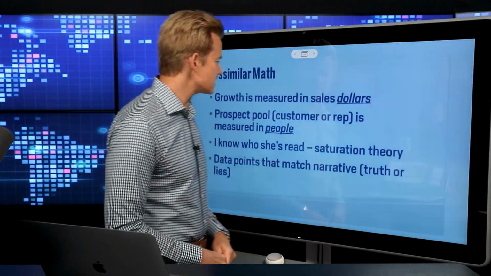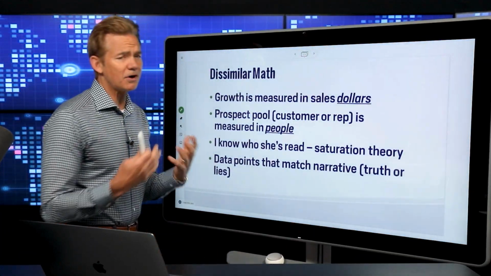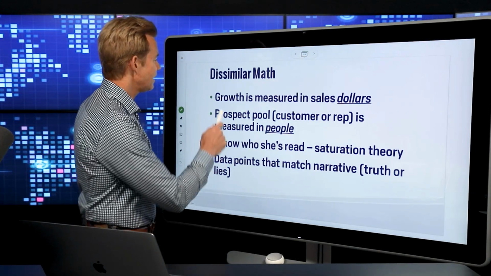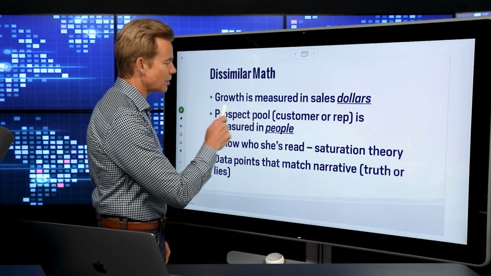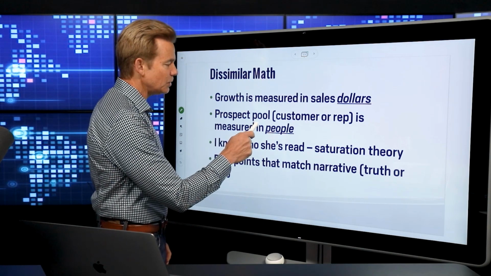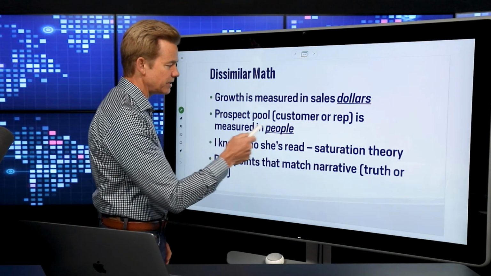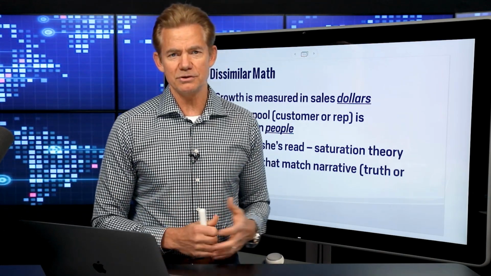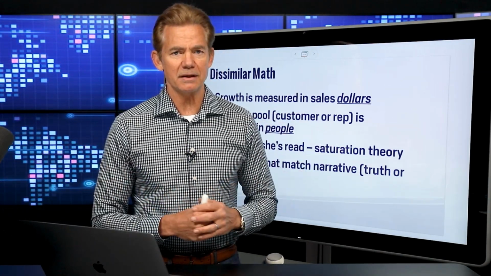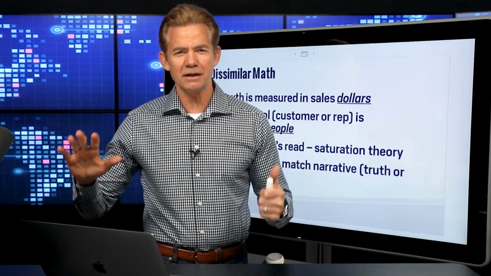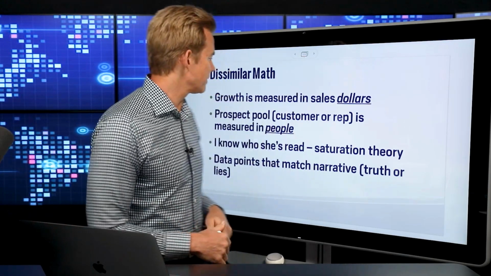So let's talk about this. First of all, her math is wrong. It's dissimilar math, all right? Growth is measured in sales dollars. Prospect pool, customer or rep, is measured in people. And so you can't do the math on the two of those. They're dissimilar. It'd be like I doubled the amount of milk that I've got, which means that it decreased the peanut butter I have. You know what I mean? In other words, it doesn't relate whatsoever.